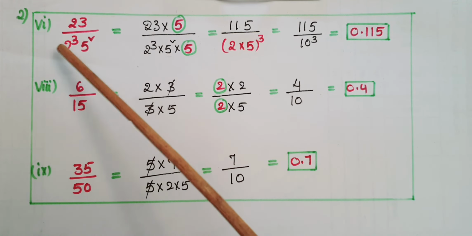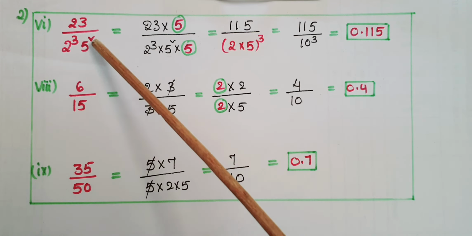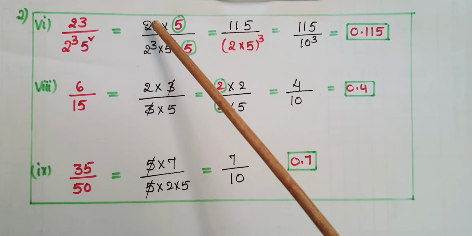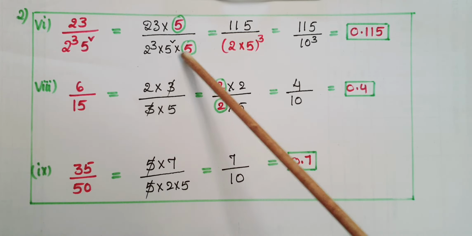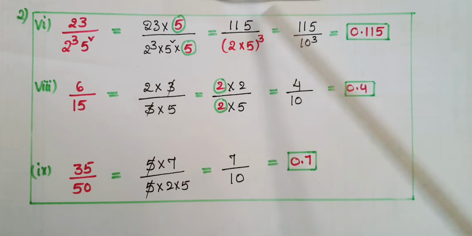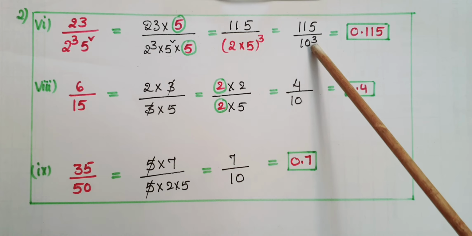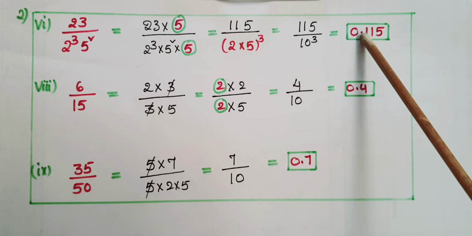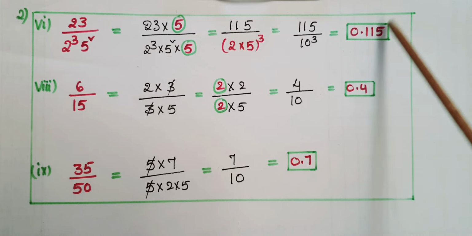So here there are 3 2's. So you have to multiply with 5 in the denominator and in the numerator also. So that is equal to 23 into 5 by 2 cube into 5 square into 5. That is equal to 115 by 2 into 5 whole cube. That is equal to 115 by 10 cube, that is 1000. So you have to put the decimal before 3 digits from the right side: 0.115.